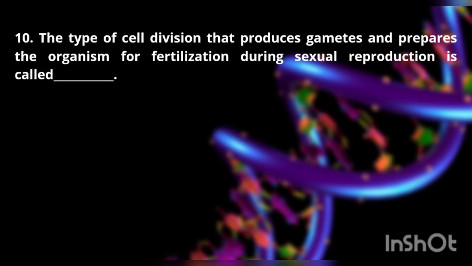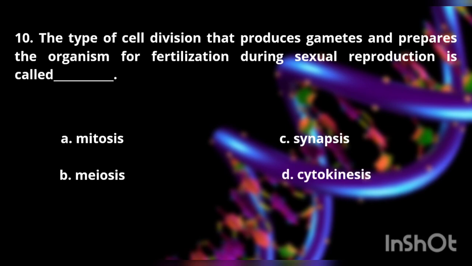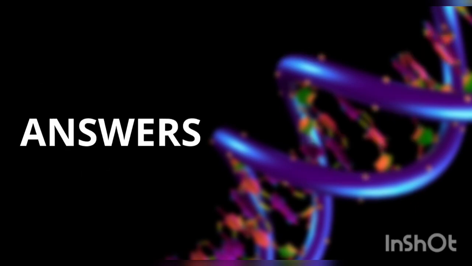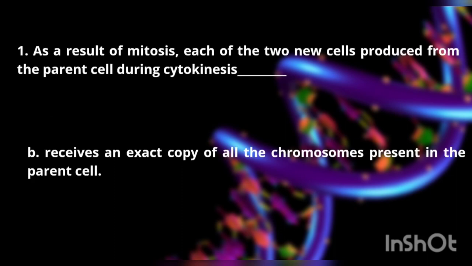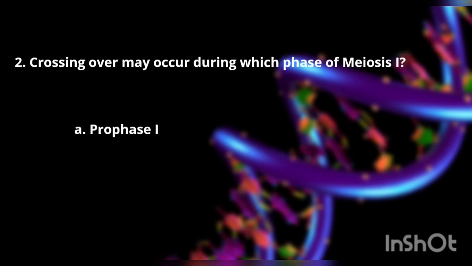And number 10, the type of cell division that produces gametes and prepares the organism for fertilization during sexual reproduction is called blank. A. Mitosis, B. Meiosis, C. Synapsis, D. Cytokinesis. Alright, let us have the answers. For number 1, the answer is letter B, receives an exact copy of all the chromosomes present in the parent cell.